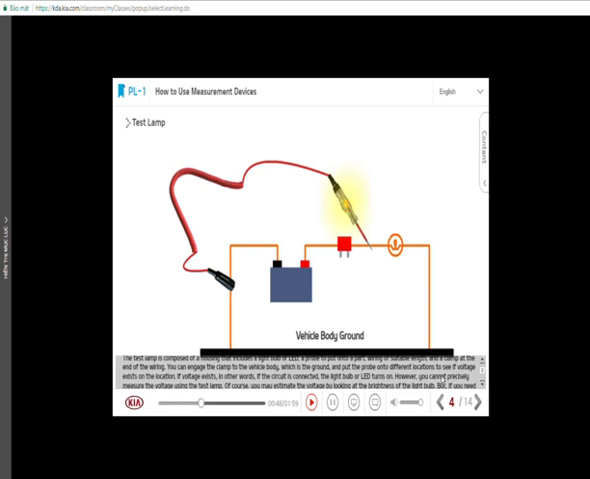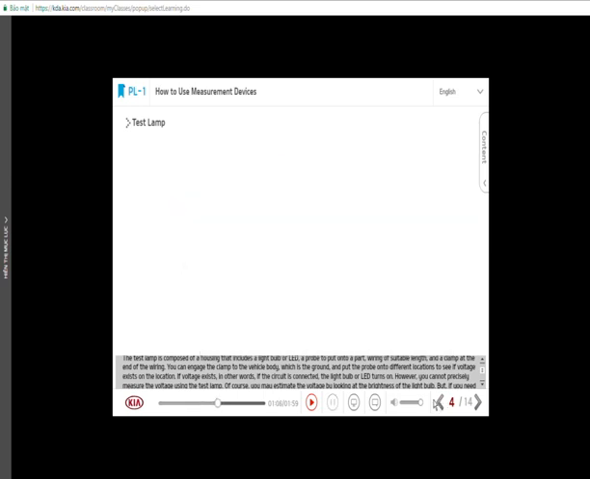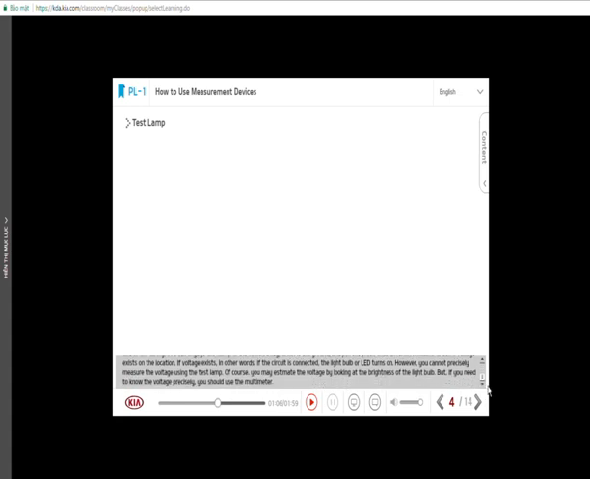If voltage exists, in other words, if the circuit is connected, the light bulb or LED turns on. However, you cannot precisely measure the voltage using the test lamp. Of course, you may estimate the voltage by looking at the brightness of the light bulb. But if you need to know the voltage precisely, you should use the multimeter.